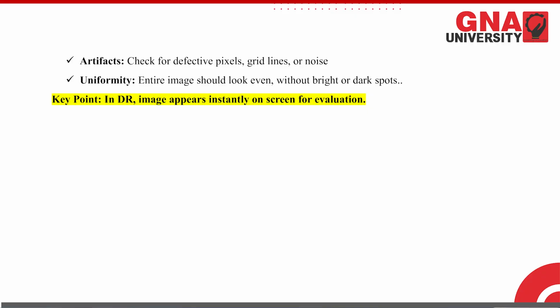In the DR system, it is clear to you all that the image appears very instantly on the screen for evaluation. For the CR system, it will take time, as we have to take the IP plate to the reader and place it inside the reader. The reader will read it, and the data will be converted into an analog signal and then a digital signal, and after that it will be displayed upon the monitor. But in DR, it is instant, it will directly appear upon the monitor, or the computer system of the machine.